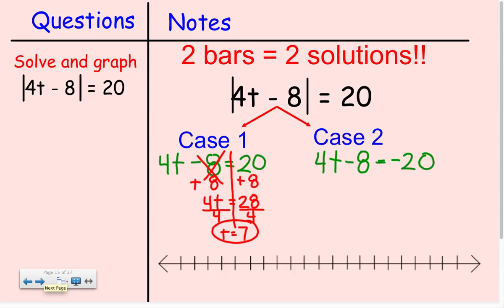Let's see if that works. Is 4 times 7 minus 8 equal to 20? Yep, it is. So that one works.